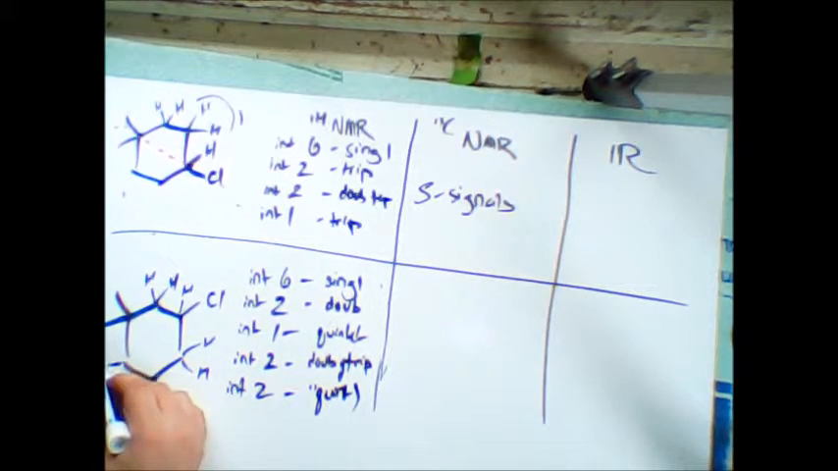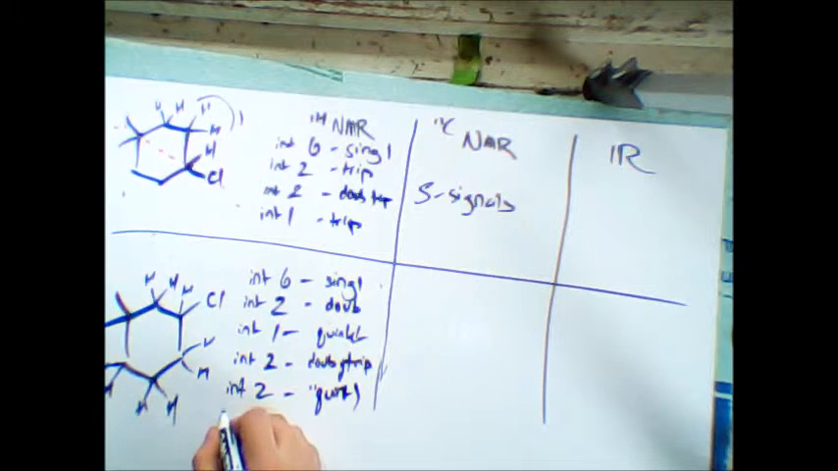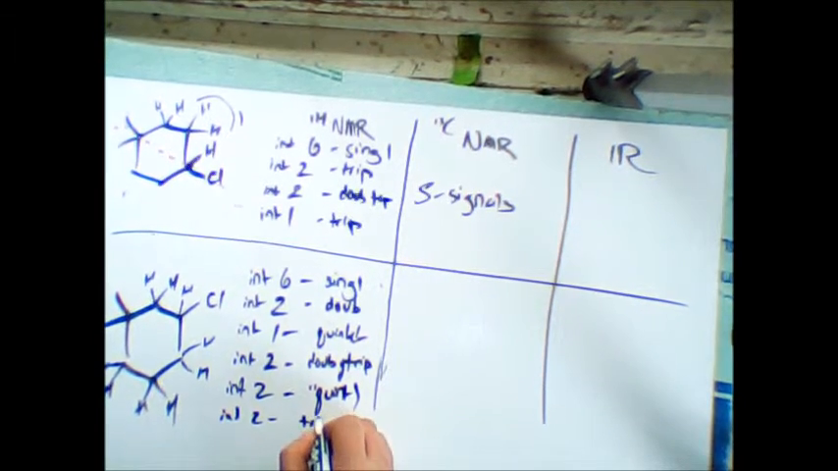These guys here, again, integration of 2, and they're going to be a triplet. So, you'll notice what I mentioned before, that this has fewer signals and this has a lot more because of the lack of symmetry.